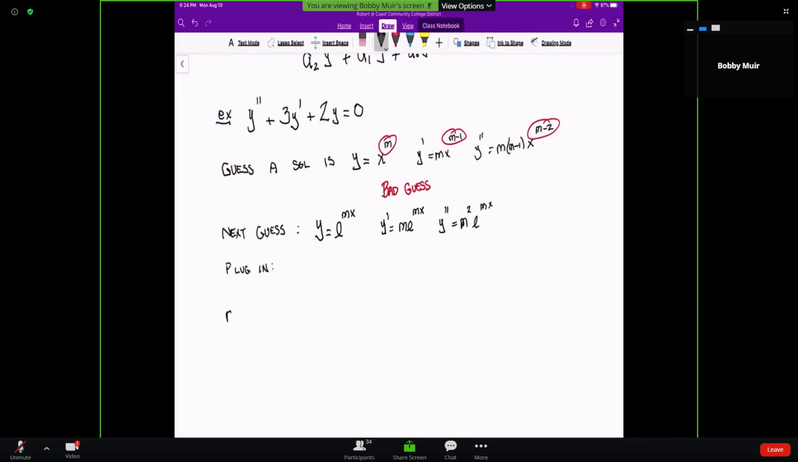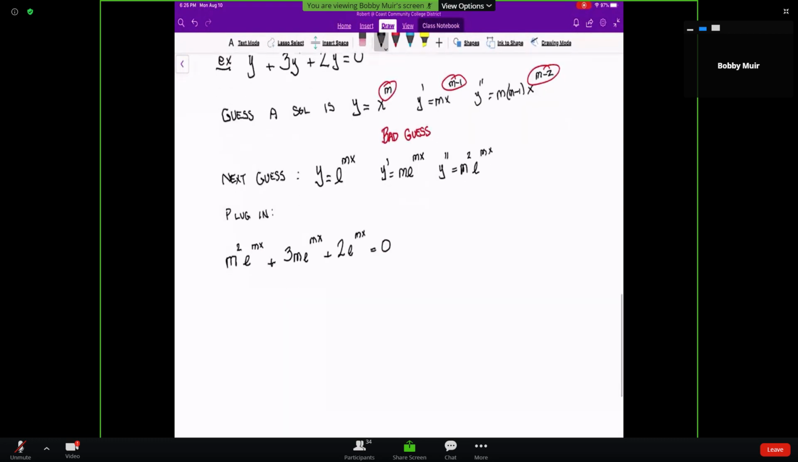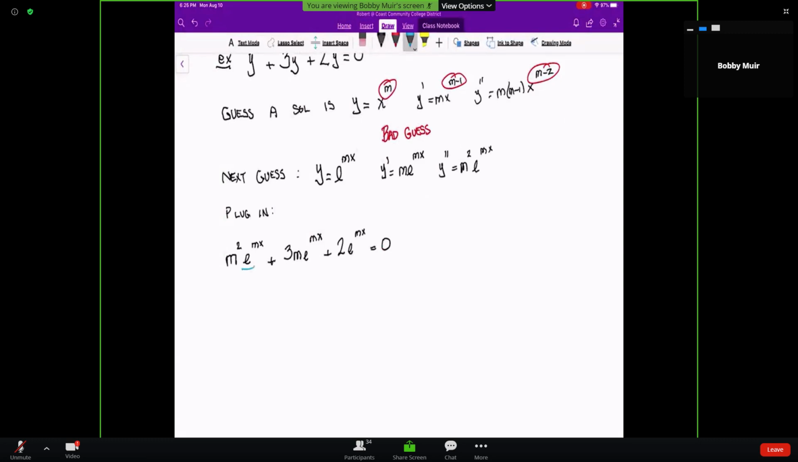We're going to have m squared e to the mx plus 3m e to the mx plus 2 e to the mx equals 0. Okay, now if we were to divide everything by e to the mx, which is non-zero, we arrive at an equation which is called an auxiliary equation. We would get m squared plus 3m plus 2 equals 0.